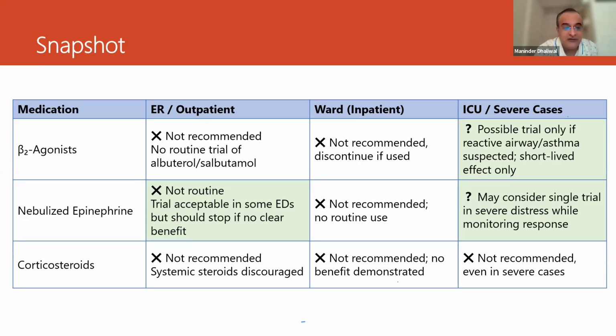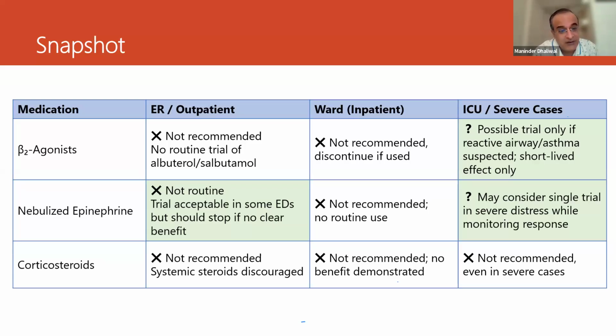Then comes beta agonist. Again, no role in the ER, no role in the ward. But if you're pushed against a wall in ICU, you might consider a trial of beta agonist, with the same indications: family history of asthma, allergy, atopy. And if you think it's a recurrent episode, you might consider giving it, but definitely not for the first episode.